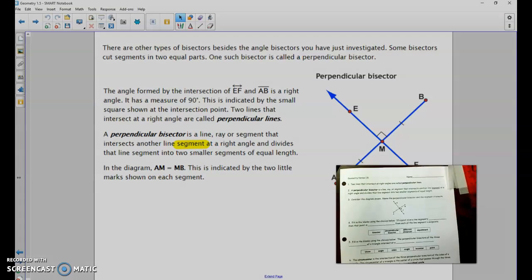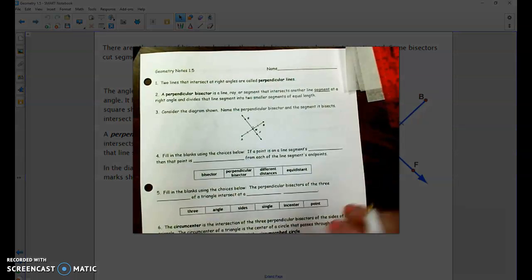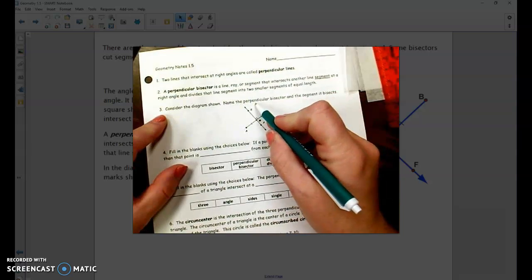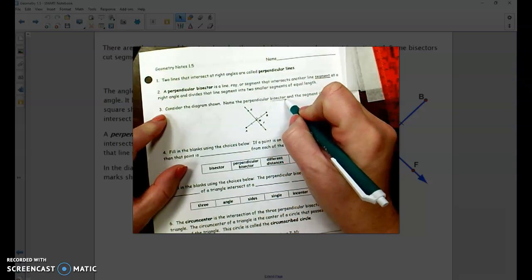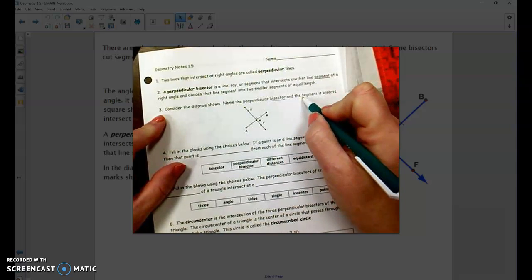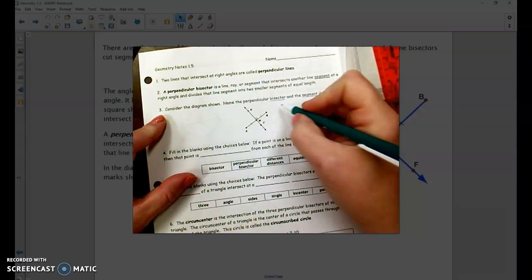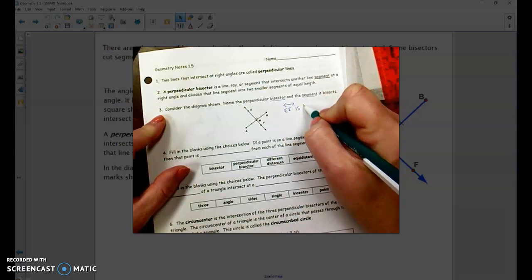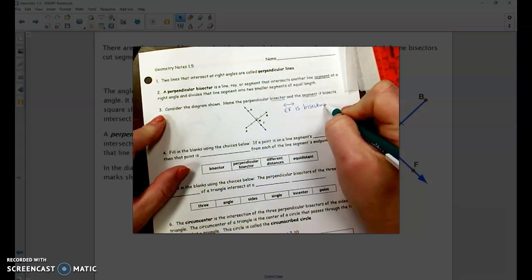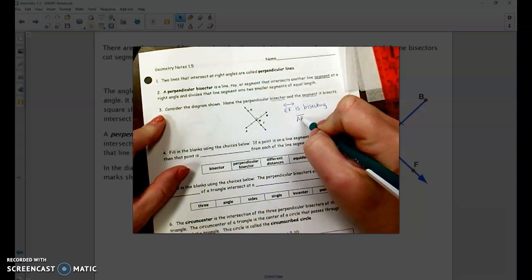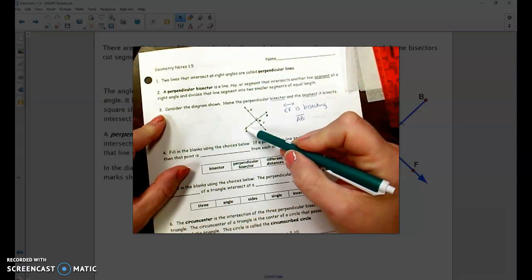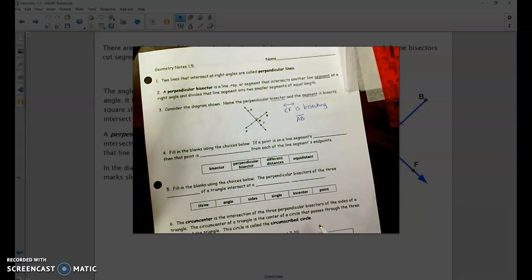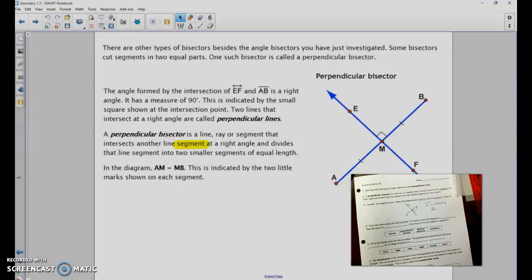So if you will look at your notes, you have on number 3 the same diagram, and it says to name the perpendicular bisector, that's what's doing the bisecting, and the segment that it is bisecting. So line EF is the bisector. It is bisecting the segment AB. So this is the bisector, this is what's being bisected. Here are the tick marks showing those congruent parts and the right angle symbol showing the 90-degree relationship.